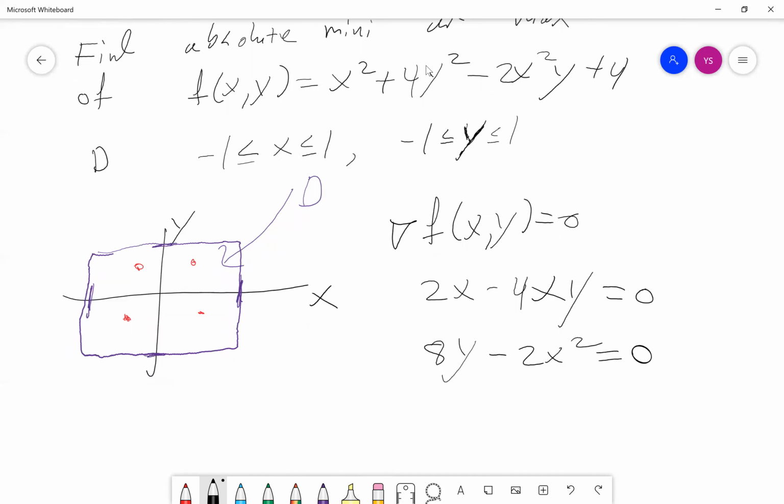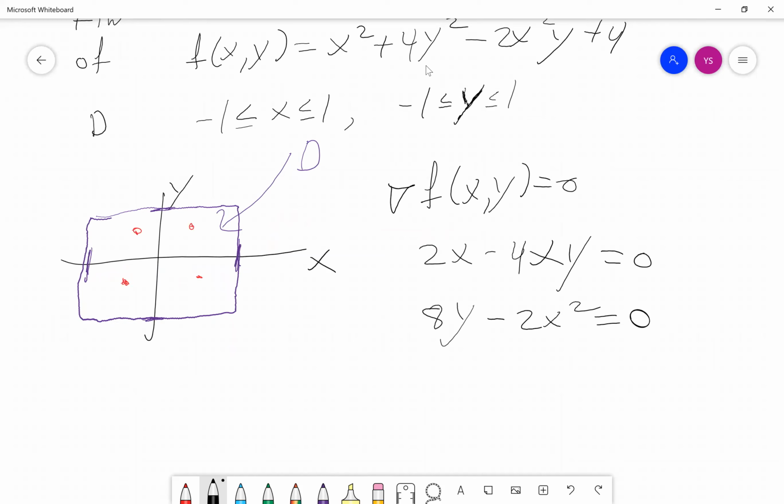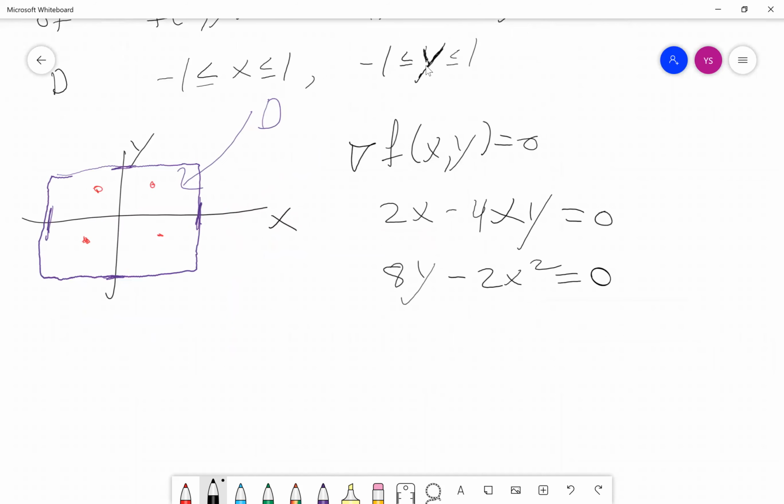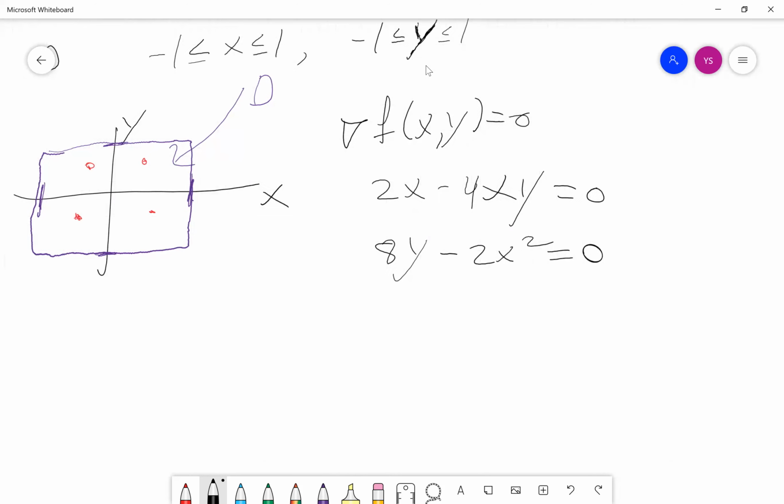Okay, so what's the next step? We need to try to figure out what values x and y make this system of equations equal to 0. Of course, x equal to 0 and y equal to 0 works, right? If my x is 0 and my y is 0 here, I get 0 and 0. But let's do it step by step.